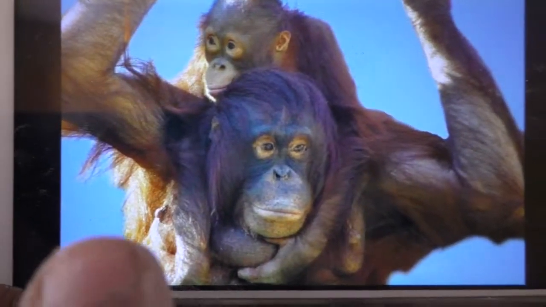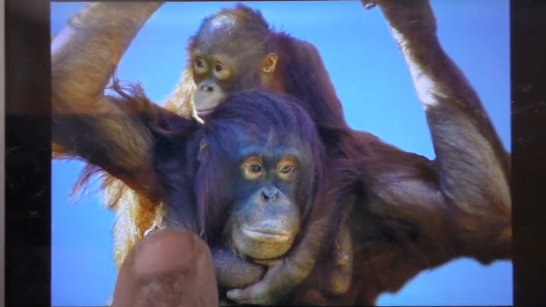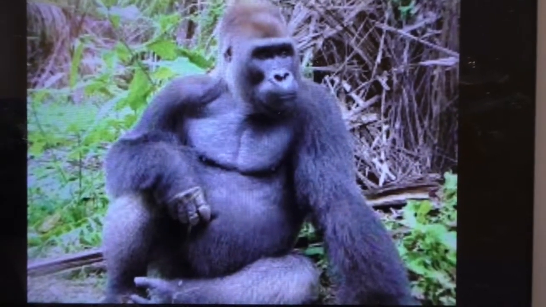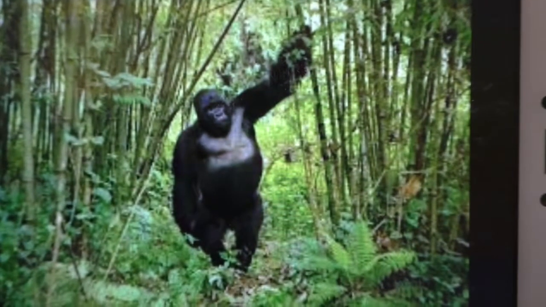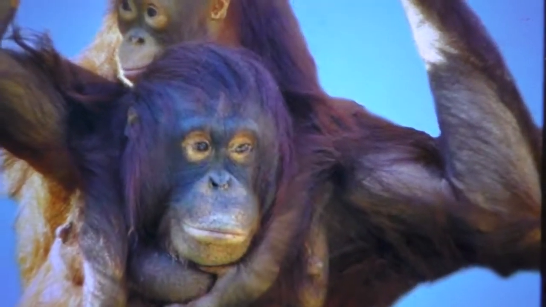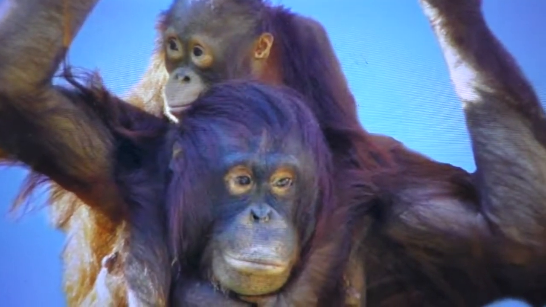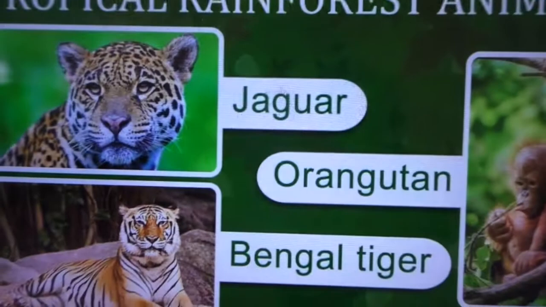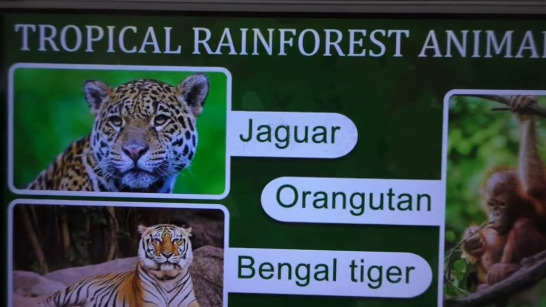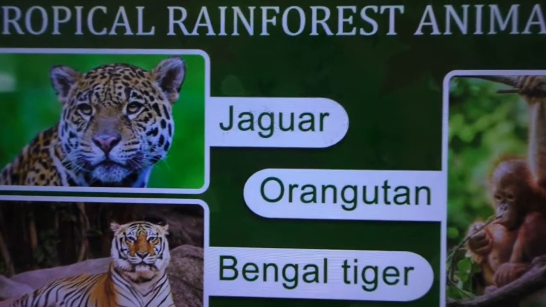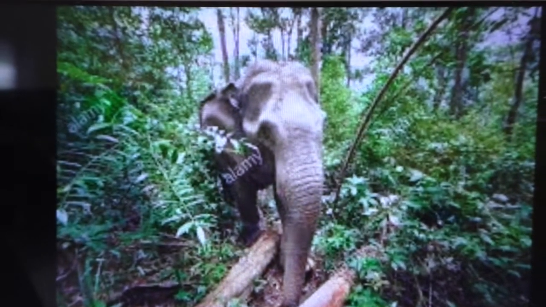Look children, this is an ape, and this is what? Gorilla. Okay, gorilla, and this is an ape. Look here, tiger. Okay, tropical rainforest animals: jaguar, orangutan, Bengal tiger, and what is this?